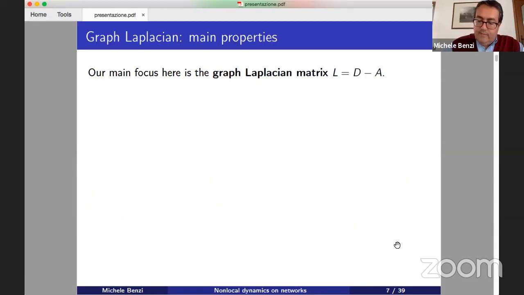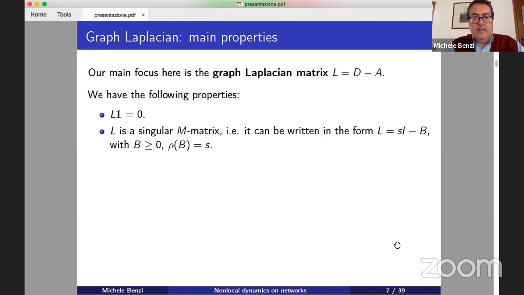So in this talk, I will focus primarily on the graph Laplacian. It has several important properties. By construction, the row sums are 0. This implies, of course, that the graph Laplacian is a singular matrix. In fact, it is a singular M matrix. The off diagonals are, of course, non-positive.